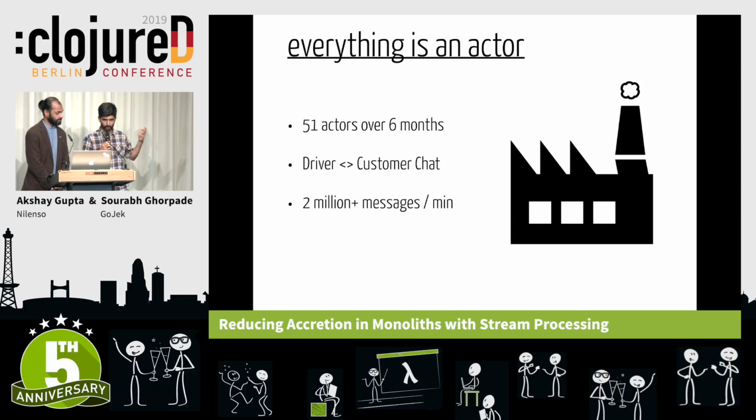As I said, we moved a lot of functionality to what we call these actors. So we built about 51 actors over 6 months. Even stuff like the ability to chat between a driver and a customer was moved to this framework. Some of the ride tracking functionality was also moved, and that requires that service to process the current location of the driver, which meant more than 2 million messages per minute were being processed by this system. So yeah, yay.